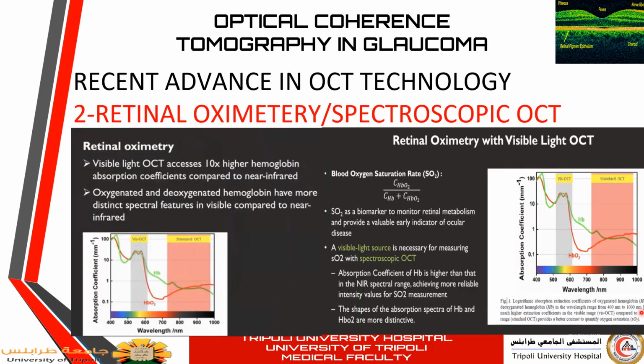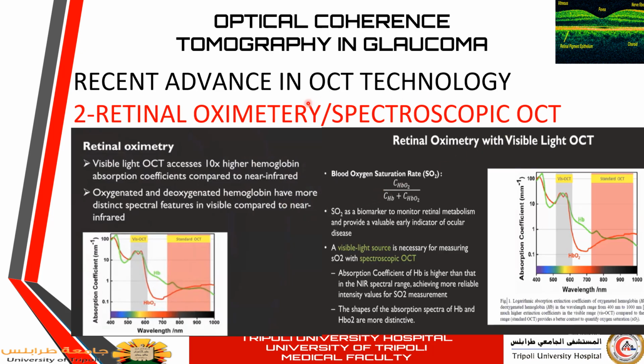Now, with the help of this visible light OCT, we reach a level where we can measure the oxygen saturation within the tissue of the retina, what's known as retinal oximetry, using a spectroscopic OCT. By spectroscopic OCT, we mean that we can measure the oxygen saturation based on the absorption of the visible light by hemoglobin. The hemoglobin absorbs the visible light, and it gives different bands based on the oxygenation, the percentage of oxygen within that tissue.